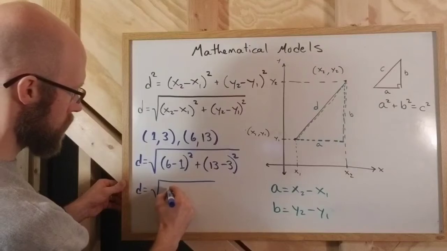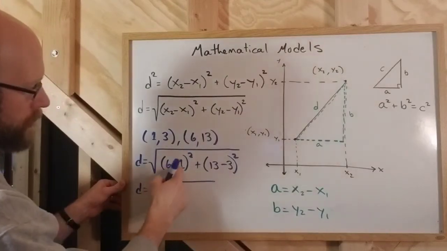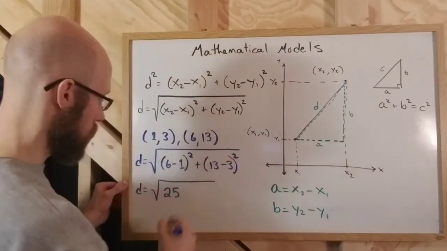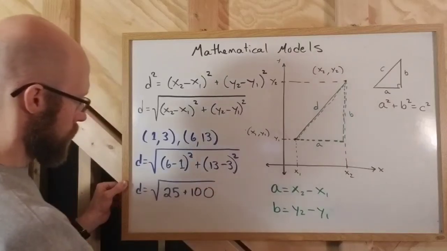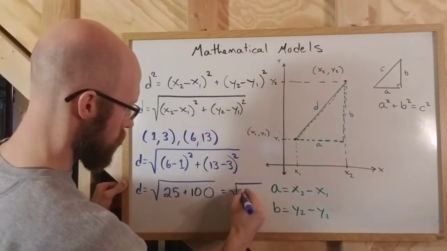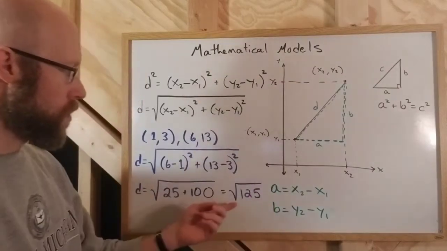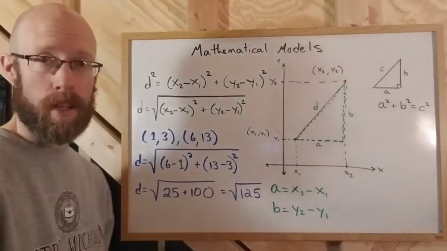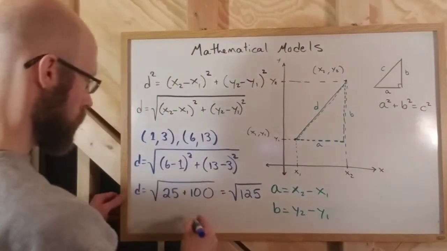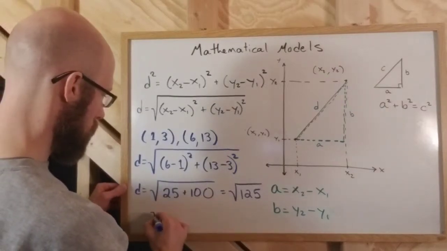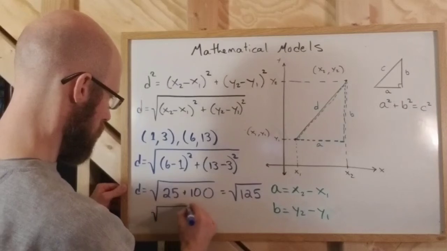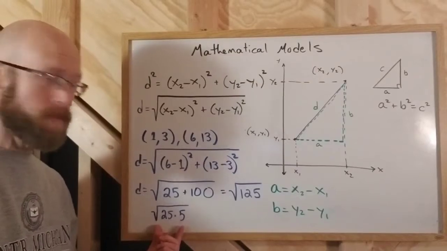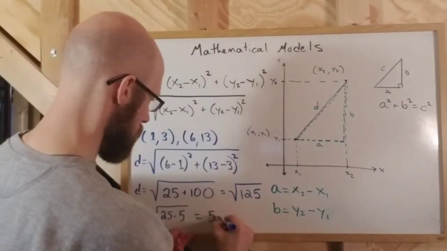Okay. When I calculate it, I'm going to get, 6 minus 1 is 5, square that, you get 25. 13 minus 3 is 10, square that, you get 100. And so that gives you the square root of 125, okay? Square root of 125. Well, 125 is not a perfect square. It is a perfect cube. It's 5 times 5 times 5, which would allow me to simplify this root. It is 25 times 5, so I could simplify it. And I could call that 5 times the square root of 5.